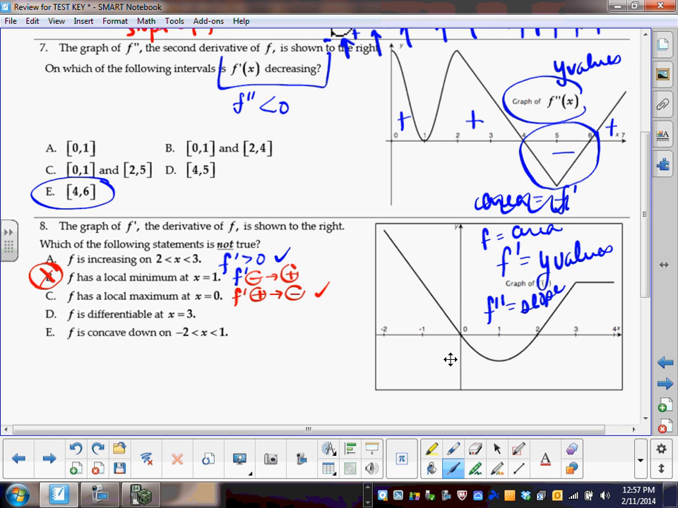F is differentiable at 3 means f prime of 3 exists. F prime of 3 does exist. There is a value for 3 on this graph. F is concave down would mean that f double prime is less than 0. So f double prime is the slope, and between negative 2 and 1, the slope, which is f double prime, is negative, so that's true. So there's only one answer where the statement is not true.